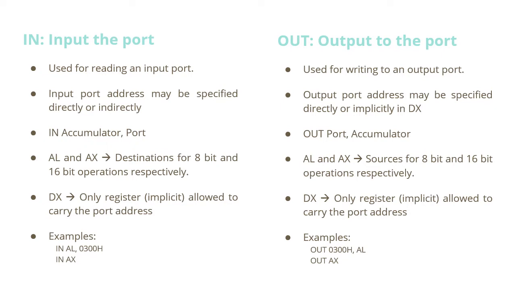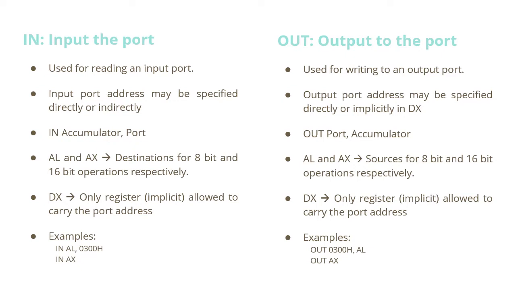First example is IN AL, 0300H. Here the instruction will read the data from an 8-bit port whose address is given as 0300H, and it will store the contents in AL. Next, we have the instruction IN AX. Here the address of the 16-bit port will be present implicitly in the DX register. So it will read from the input port whose address is given in the DX register, and it will store it in the AX register.